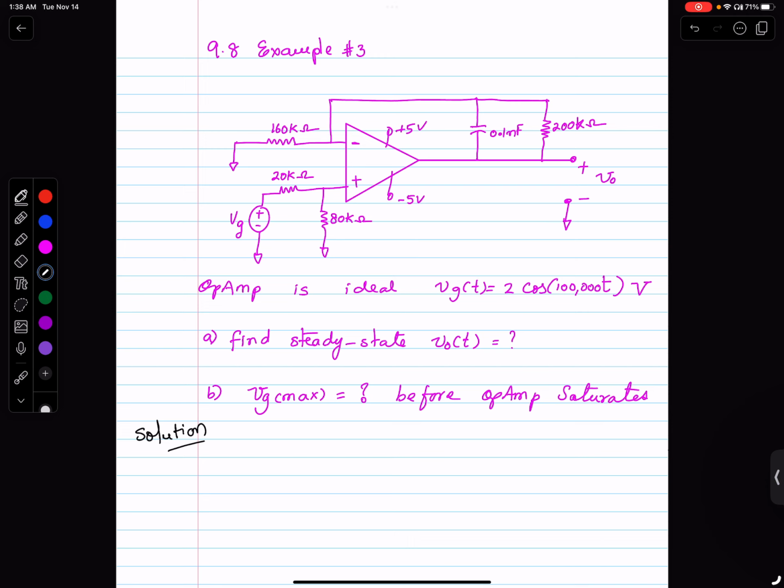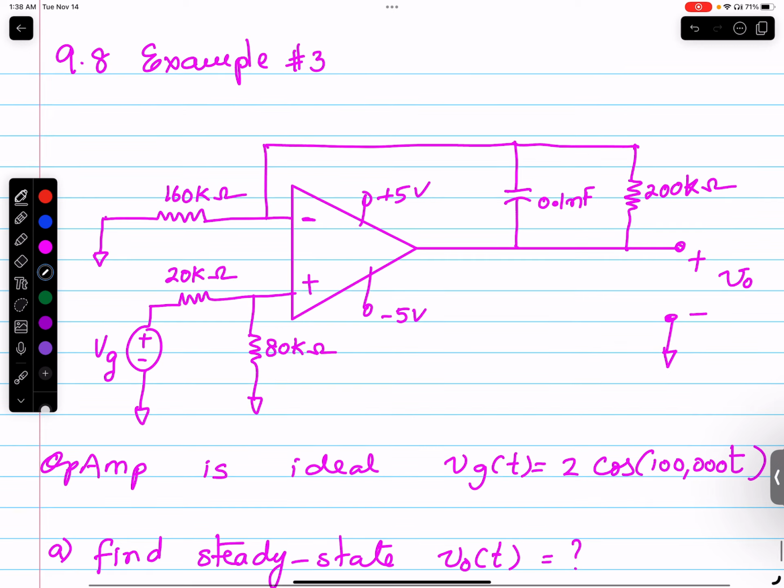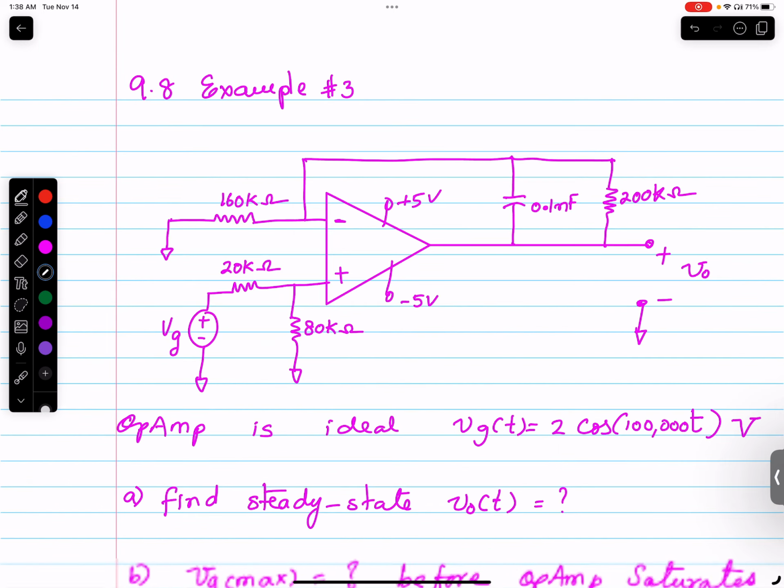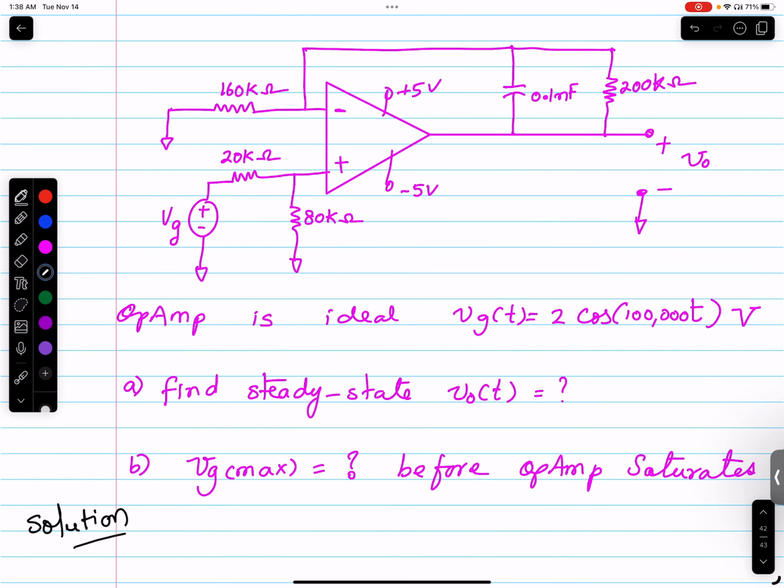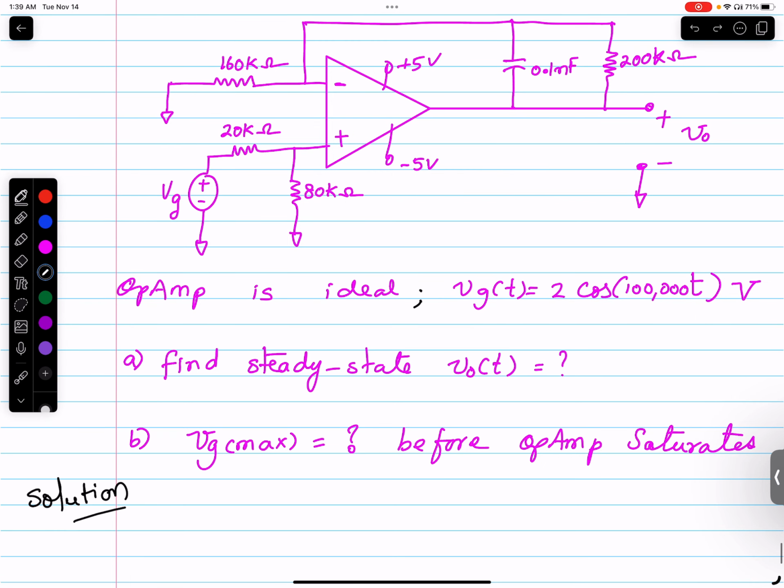Now, the problem says the op amp circuit is given, the op amp is ideal, and the input voltage is given to be this guy. We are supposed to find the output voltage V output of t, the steady state time domain analysis. Also, how high can this Vg go before the op amp begins to saturate?